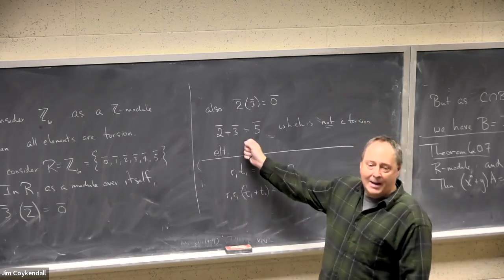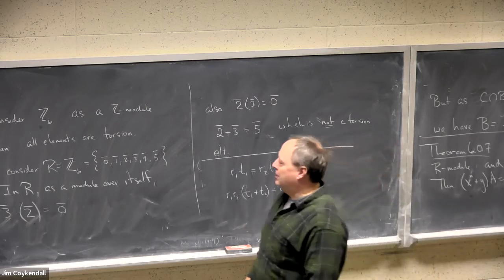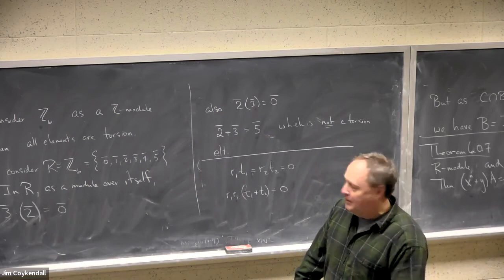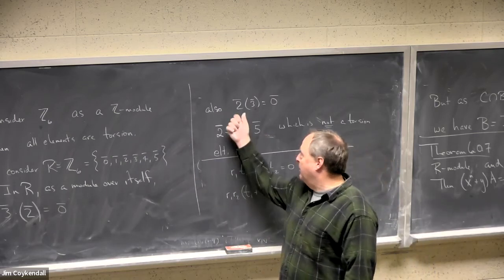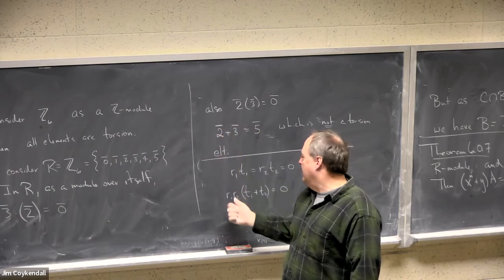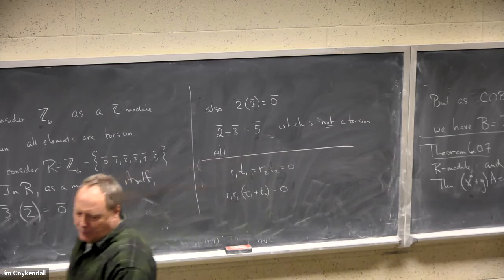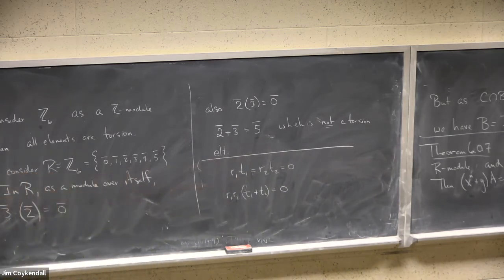Now, this doesn't happen here because what it took to kill 2 and what it took to kill 3 basically generate a unit, because they generate a unit additively and the product of them is zero. So anyway, we're going to define A to be torsion free over a domain if the only thing that kills a non-zero element of the module is the zero element of the ring.